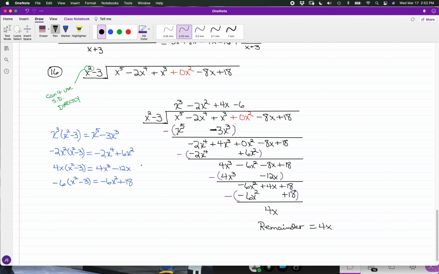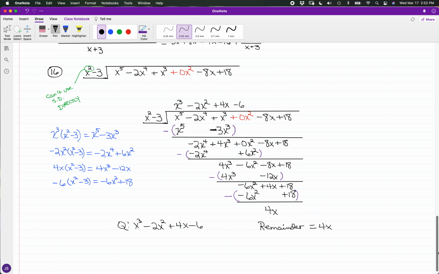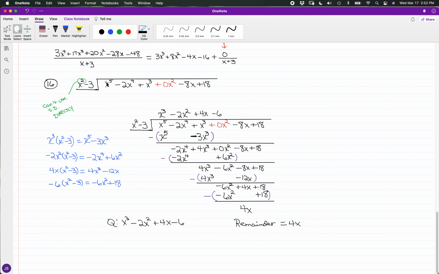As for the quotient, that was the array of terms at the top that we formed. All right, and so looking at this once again, just for the expanded notation.